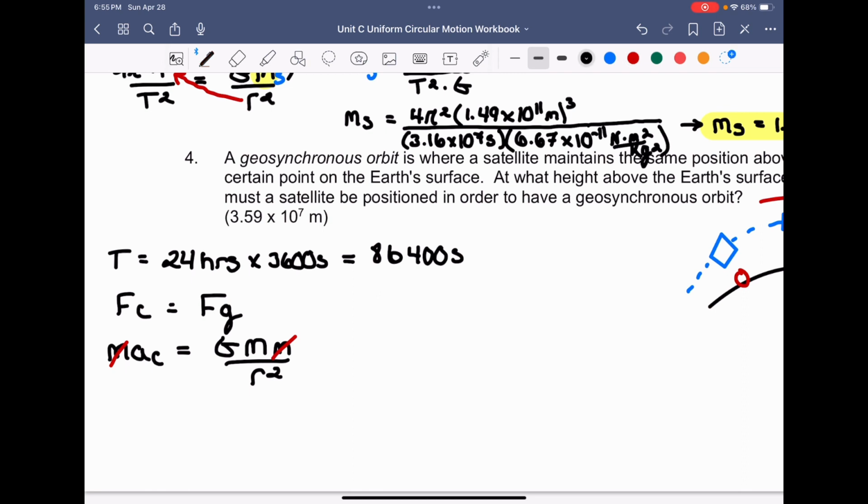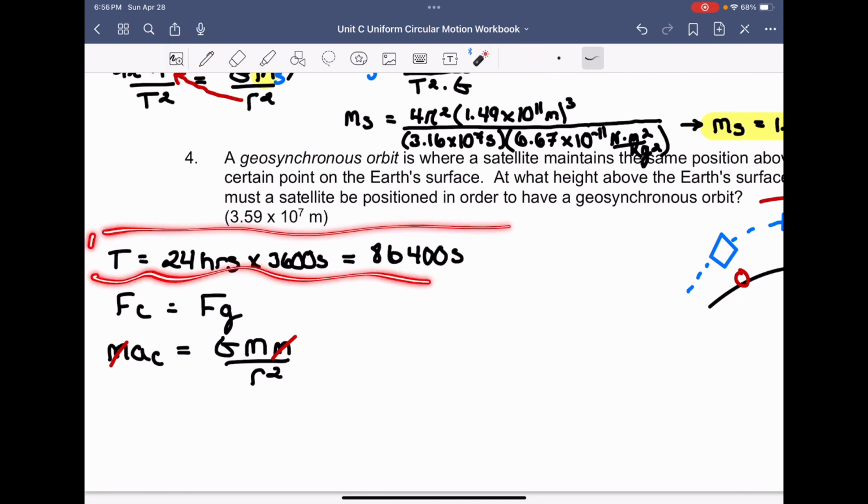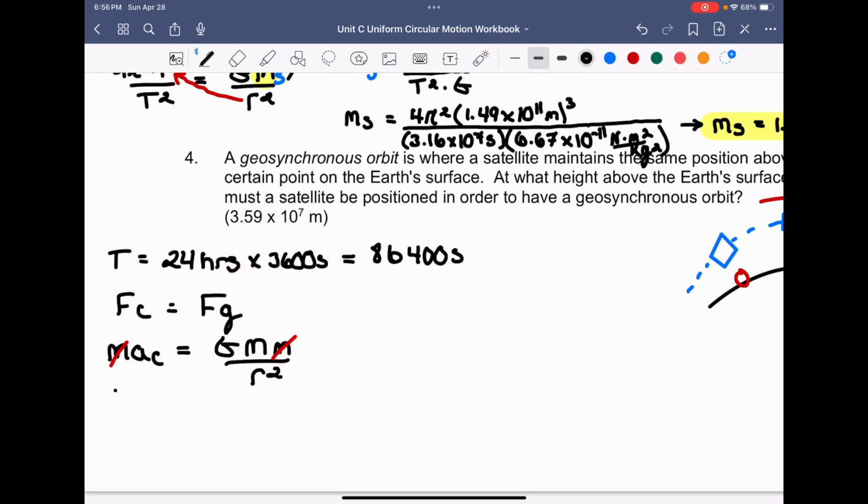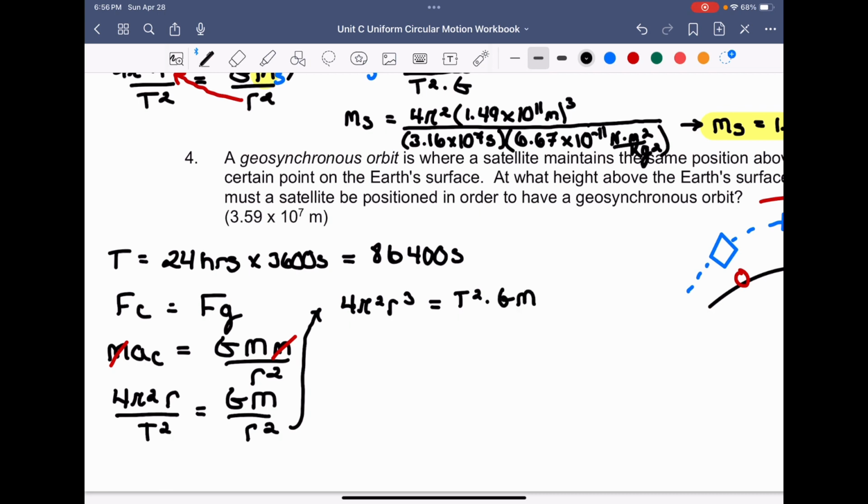What we want to figure out is, because we knew enough information for T, we're going to use the a_c that involves 4 pi squared multiplied by r divided by period squared. Now I'm just going to tidy that up a little bit. There we go. And this is equal to G, mass of the Earth, over radius squared. Now what we're trying to solve for is the radius, so let's just do a little bit of algebraic work with this. So I'm going to cross multiply. This is going to become 4 pi squared r cubed, because I multiply the r and the r squared together. This is going to be equal to, on the other side, T squared multiplied by G M. And then I'm going to divide both sides by 4 pi squared.